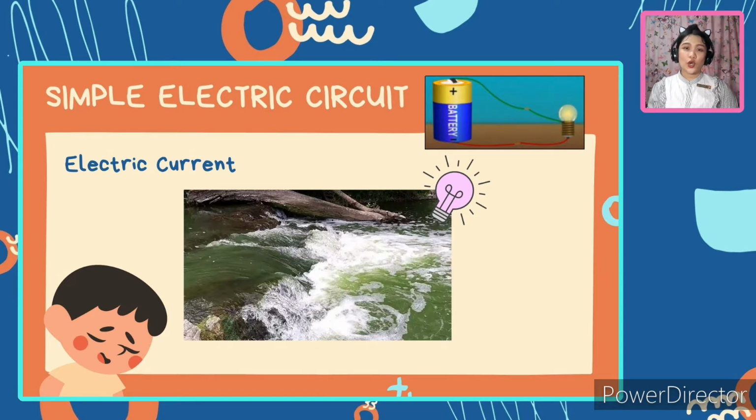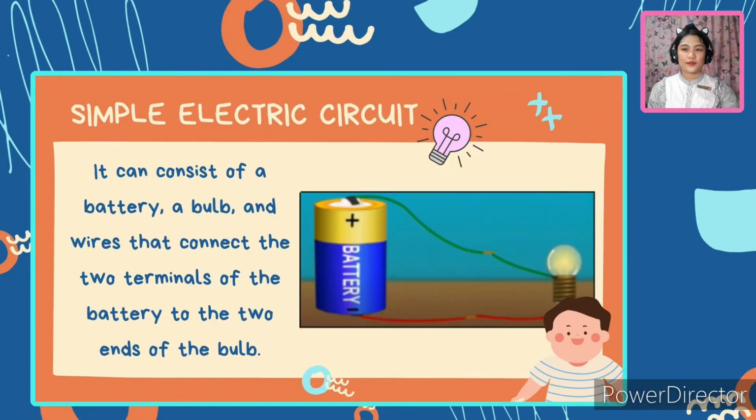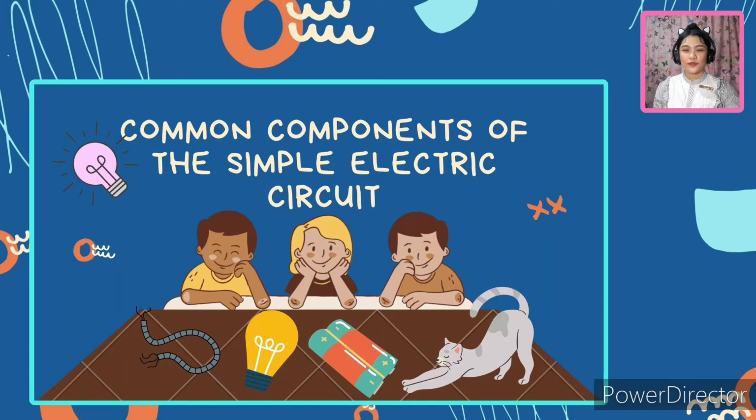An electric current is also compared to a flowing stream of water. Why? Because just like the flowing stream of water, electric current also flows along a path. And the path that the electric current flows through is the electric circuit. Now, a simple electric circuit can consist of a battery, a bulb, and wires that connect the two terminals of the battery to the ends of the bulb. Here are the common components of the simple electric circuit.